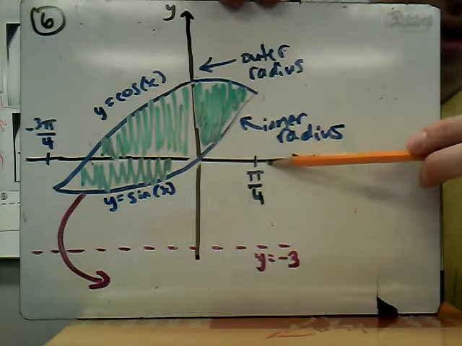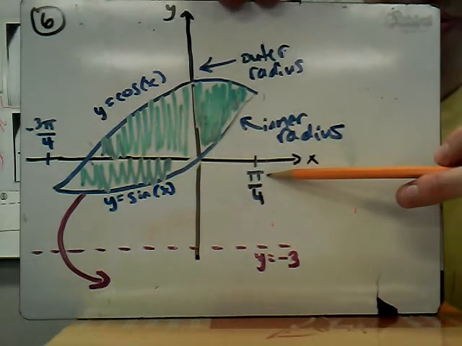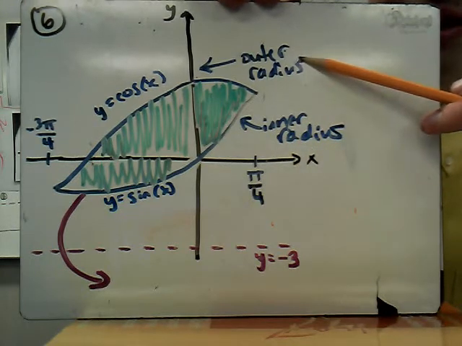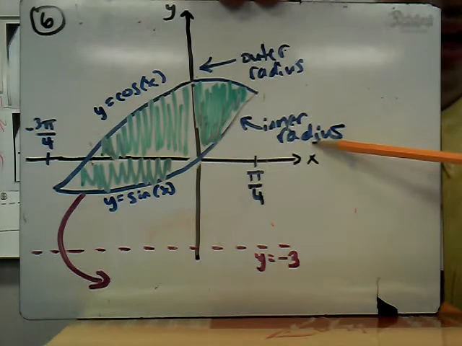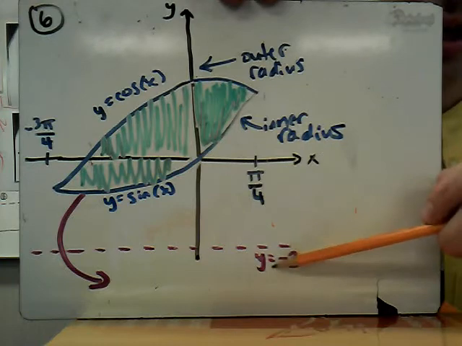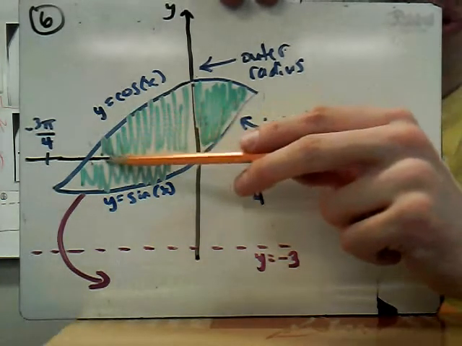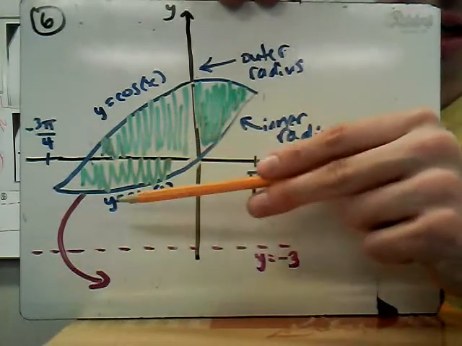The x values that are given, -3 pi over 4 and pi over 4, are both our limits in this case for our integral. The cosine of x is the outer radius, because it is farthest away from the line y is equal to -3, and y equals sine of x is the inner radius, because it is the closest to the line y is equal to -3. Both curves are being rotated around this horizontal line.